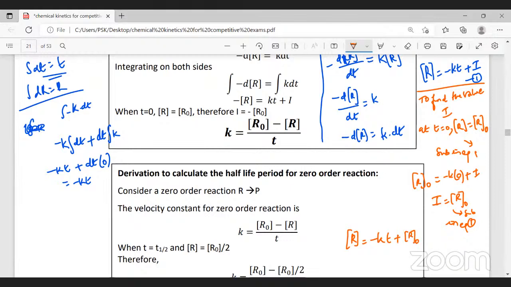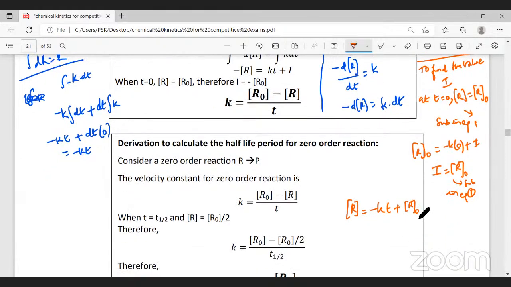R naught. Now rearranging the terms, what can we do? We can take KT to the left-hand side. When you take KT to the left-hand side, the sign becomes positive. And this R you can take to the right side. What happens if you take this R to the right side? You'll get what sign?